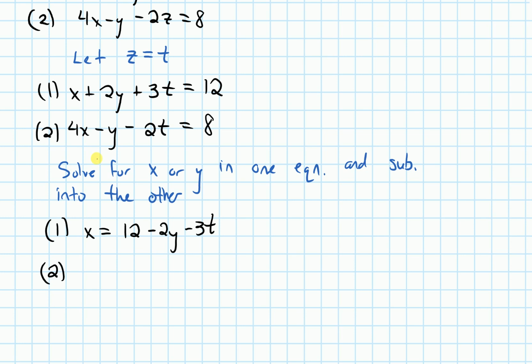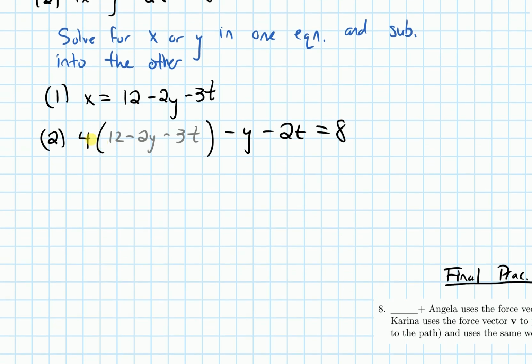So instead of having 4x, I would write 4 times, and now I'm going to plug this in. So let's plug in 12 minus 2y minus 3t. And then we have that minus y term, and then minus 2t. Okay, and this whole thing equals 8. So if I simplify this, I could distribute the 4 and get 48 minus 8y minus 12t. The other terms I'll copy down again, so minus y minus 2t equals 8.